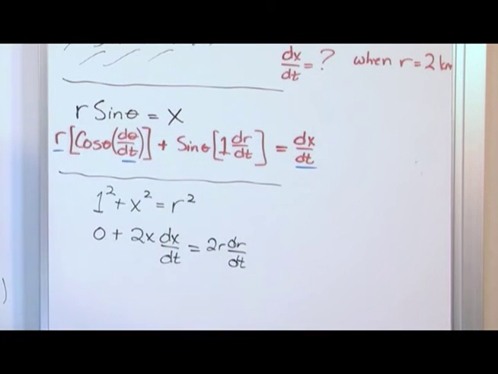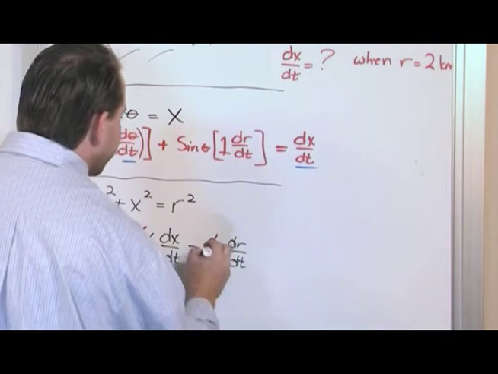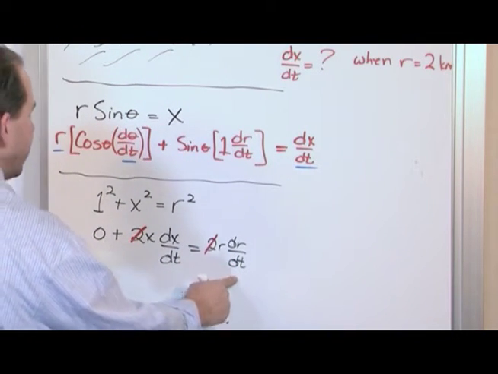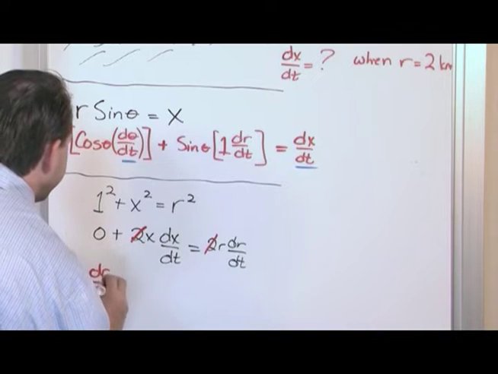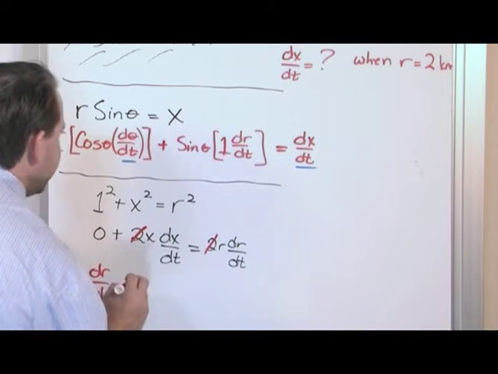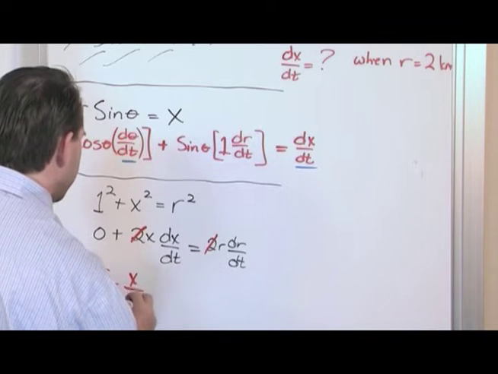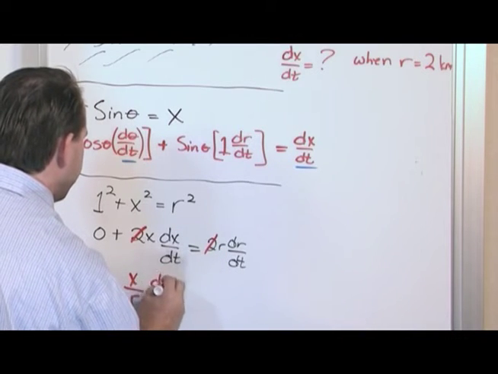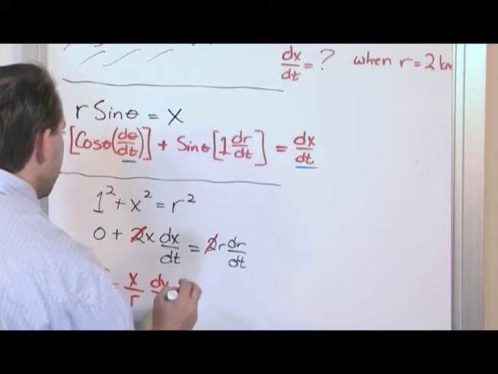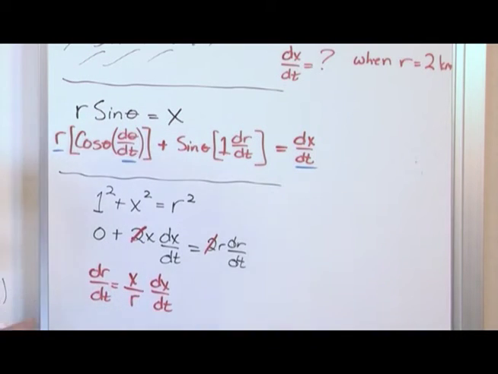All right? Now look at what I've done here. Doesn't look like much, but the 2's cancel. If I solve for dr dt, then what I have is dr dt is equal to x over r, and I still have dx dt. So what I have found is something quite nice, actually.